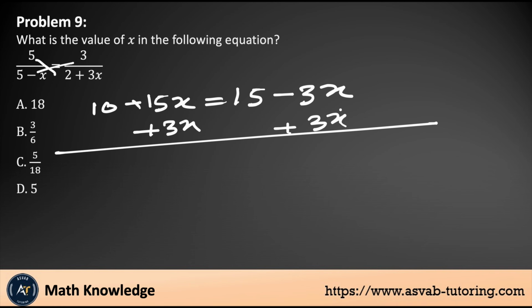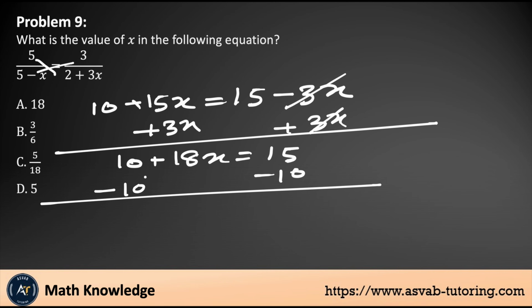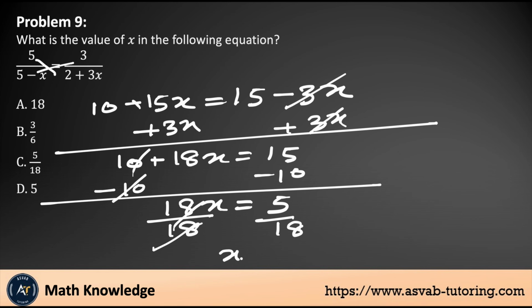So let's do that. This 3x cancels out, so that gives you 10 plus 15 plus 3 is 18x equal to 15, right? Now subtract both sides by 10. So that gives you 18x equal to 5, divide both sides by 18. So 18 cancels out, so that gives you x equal to 5 over 18. So that is the final answer.